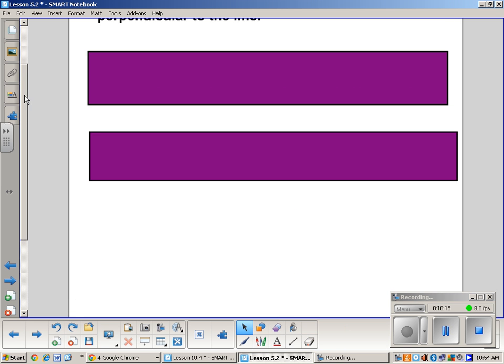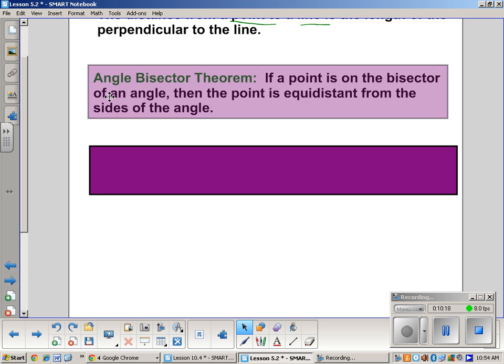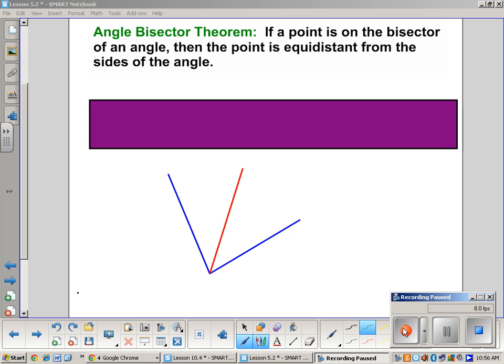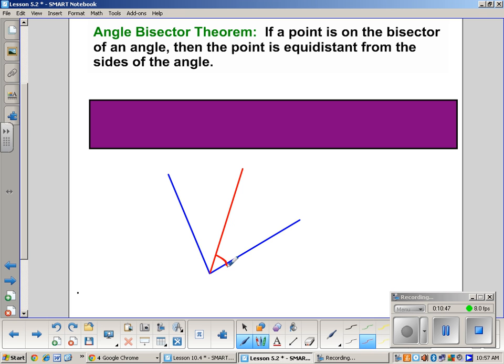Okay, so the first one says, the angle bisector theorem. I'll read it, and I'll pause so you can copy it down, and then we'll talk about it. We'll draw a picture that represents it. It says, the angle bisector theorem says if a point is on the bisector of an angle, then the point is equal distance from the sides of the angle. All right. So we have here in the blue, an angle. And the red line represents the bisector of that blue angle. Okay? That means this distance here is the same as that measurement there.